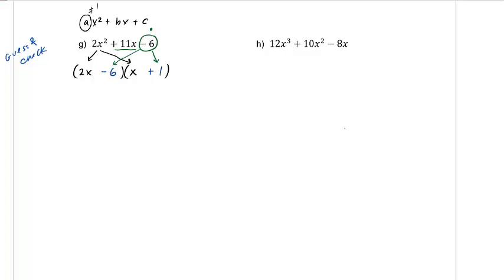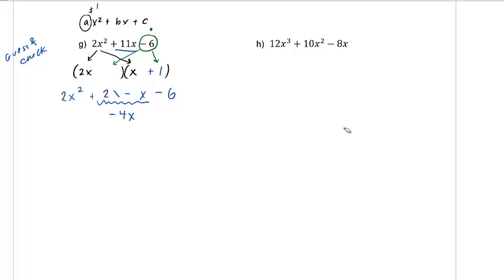If I FOIL this polynomial to check it, 2x times 2x for the first gives me 2x squared. 2x times plus 1 for the middle term will give me plus 2x. The inside term will give me negative 6x, and the last term will give me minus 6. So these two terms, when I combine them, give negative 4x. Now remember, I was looking for positive 11x, so I'm not too happy with this minus 4x. So let's try a new pair.